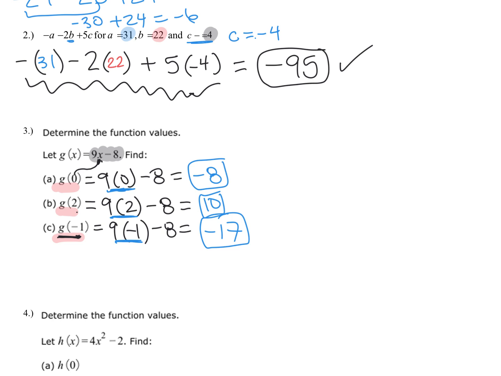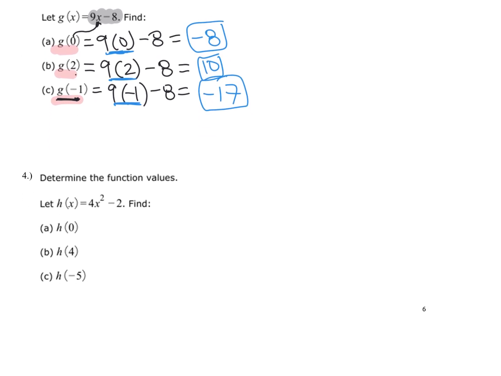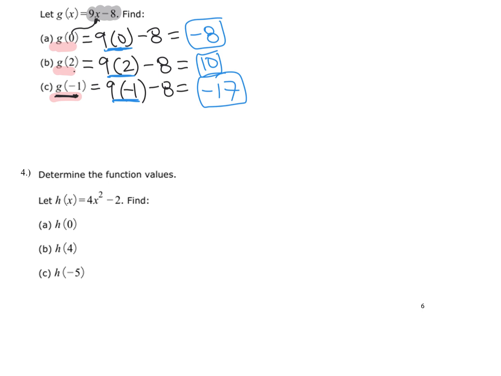All right, let's keep going to number 4. On number 4, we have one of our most popular functions you'll see a lot, which is a quadratic, this 4x squared minus 2. So h of x is equal to 4x squared minus 2. We're going to find h at 0. So remember, that means we're just going to replace the x with 0.